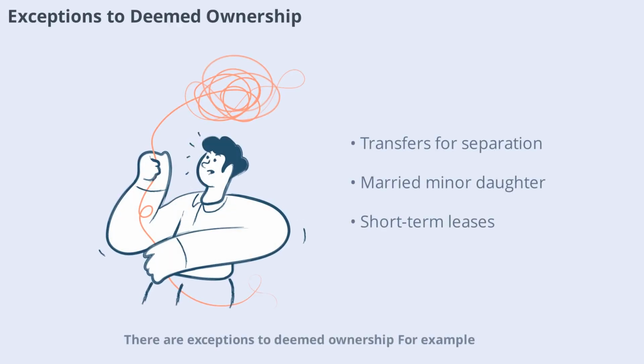There are exceptions to deemed ownership. For example, transfers to a spouse as part of an agreement to live apart or to a married minor daughter do not make the transferor the deemed owner. Similarly, rights acquired by way of lease for less than a year are not considered ownership. These exceptions prevent unfair taxation in specific circumstances.